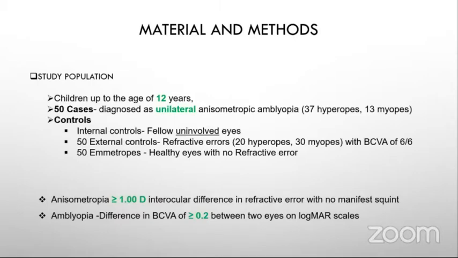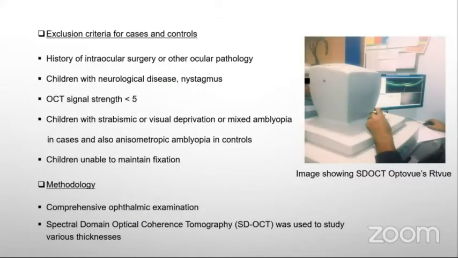50 cases of unilateral anisometropic amblyopia were taken, that is 37 anisohyperopes and 13 anisomyopes. And 3 control groups were there: internal controls, that is the fellow uninvolved eye; 50 external controls, that is children with refractive error with BCVA of 6/6; and 50 emmetropes were taken. Any history of intraocular surgery or ocular pathology was excluded. Other forms of amblyopia were excluded from this study.